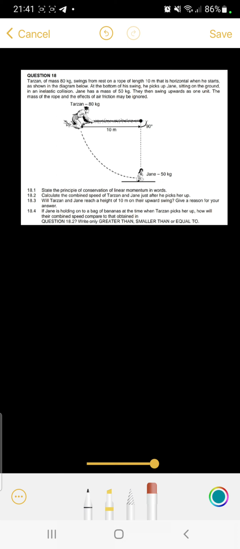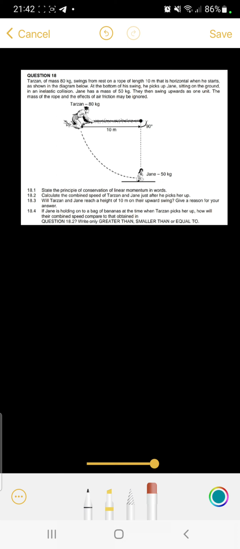And we know that something in the air has potential energy. Just like if I leave my book in the air, it has potential energy, because when I release it, that potential energy can then move to kinetic energy. So whenever something is in the air, we should always visualize that. So state the principle of conservation of linear momentum in words, that we can do.